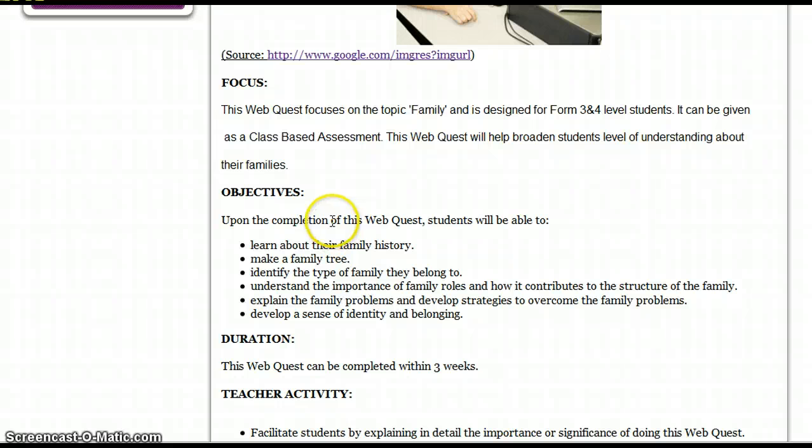That is, upon the completion of this Webquest, students will be able to learn about their family history, make a family tree, identify the type of family they belong to, understand the importance of family roles and how it contributes to the structure of the family, explain the family problems and develop strategies to overcome the family problems, and also develop a sense of identity and belonging. This Webquest can be completed within 3 weeks.